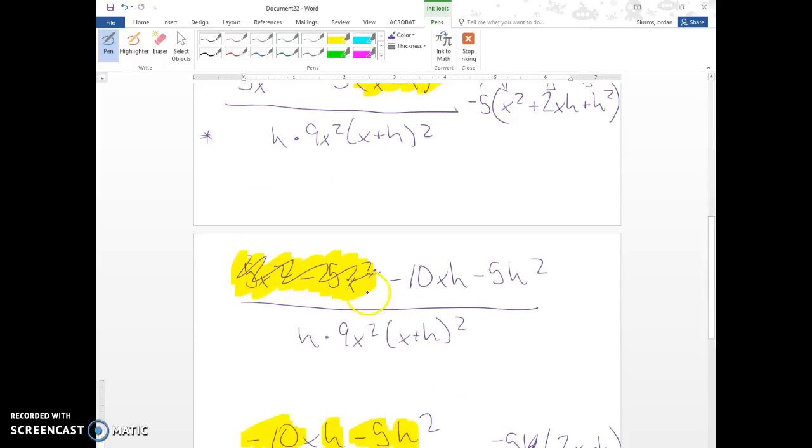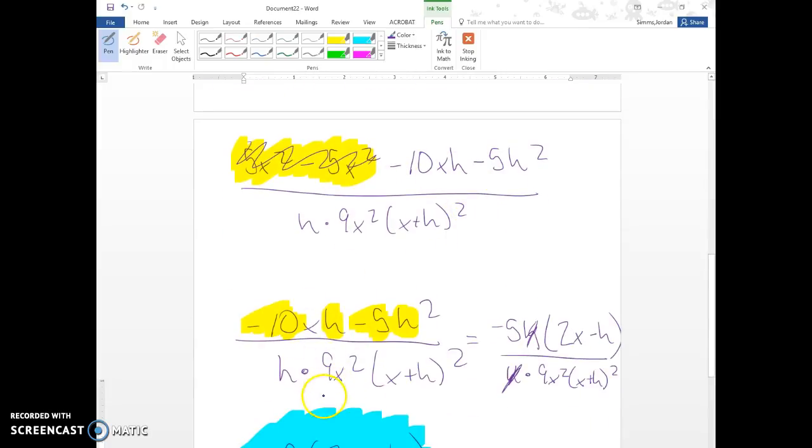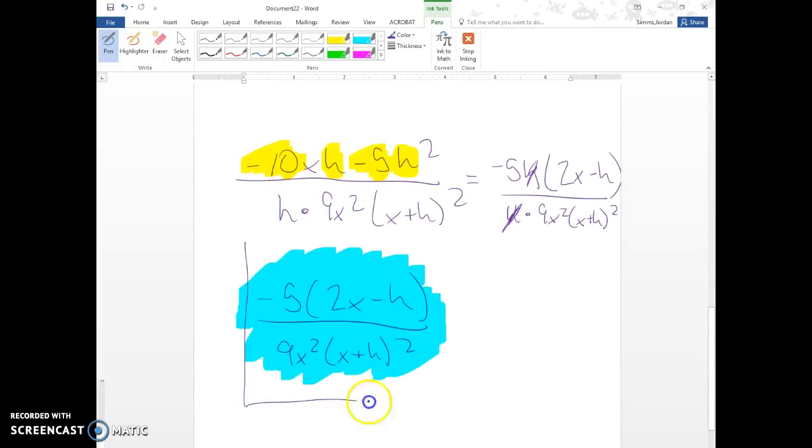We canceled some terms, and then we factored out some common terms on the top just to simplify as much as possible. So give that one a shot.